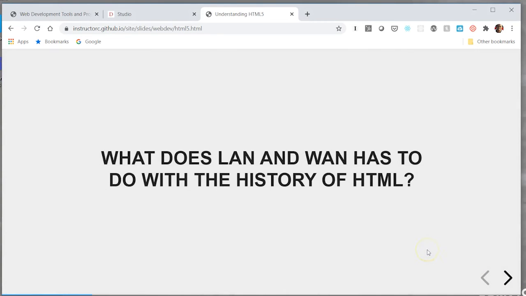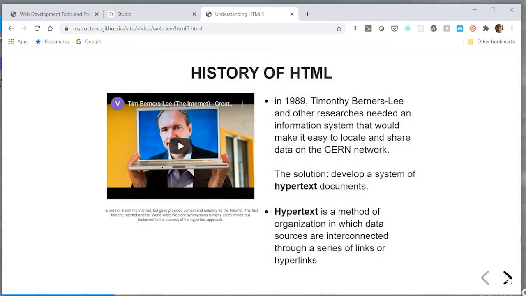So that brings us to this question here: what does LAN and WAN have to do with the history of HTML? It has everything to do with HTML. HTML is what allows us to bring in data from all these different servers into the client, and the client displays these various web pages. So on this slide here, it just talks a little about who Tim Berners-Lee is and the work that he did. So I would say go ahead and pause this video here and watch this video here on this slide.